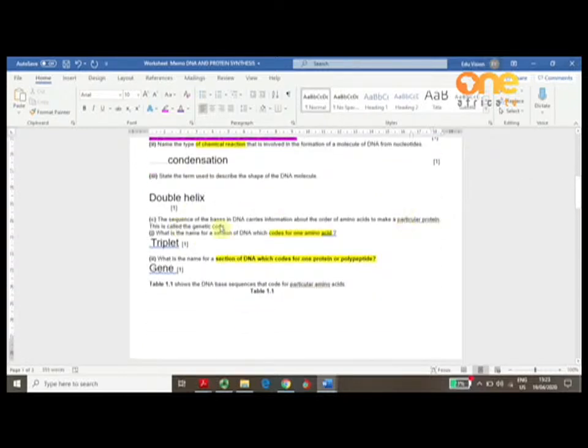The sequence of the bases in DNA carries information about the order of amino acids to make a particular protein. This is called the genetic code. What is the name for a section of DNA codes for 1 amino acid? It's a triplet. The section of DNA which codes for 1 protein or polypeptide is a gene.